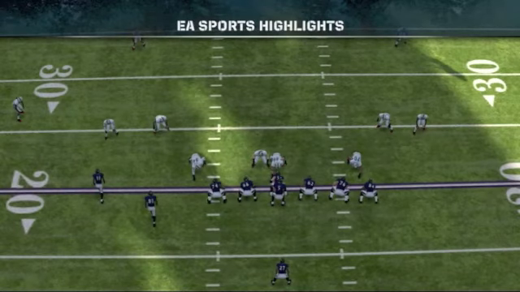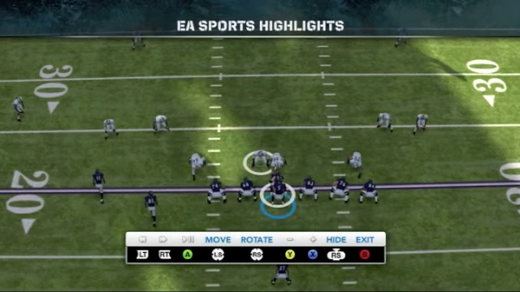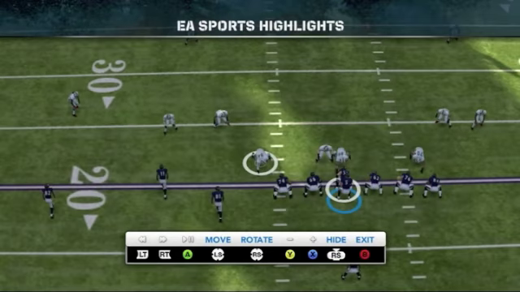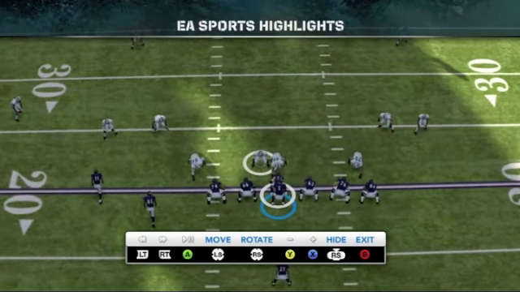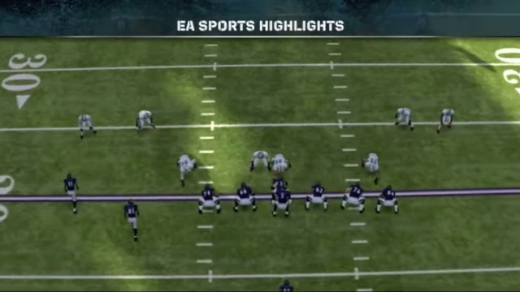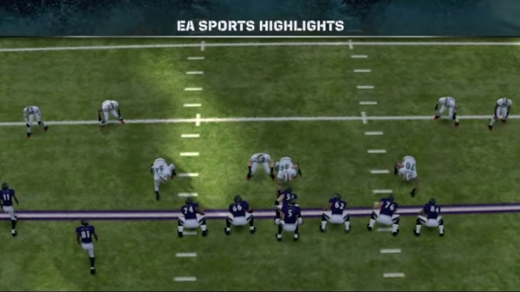Right. We've been talking about simulation and what simulation means to us. One of the big items on the list was player movement and behavior. And in this video, I want to focus on player movement and behavior, talk about how important it is, particularly when you're under center at quarterback.